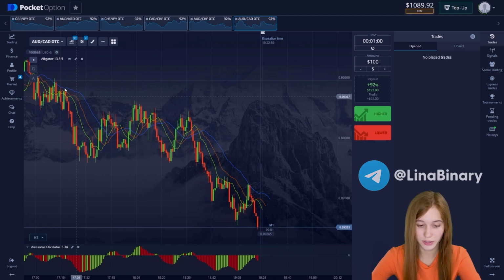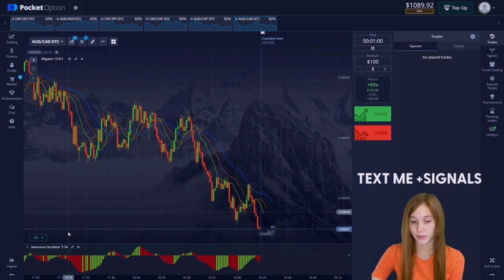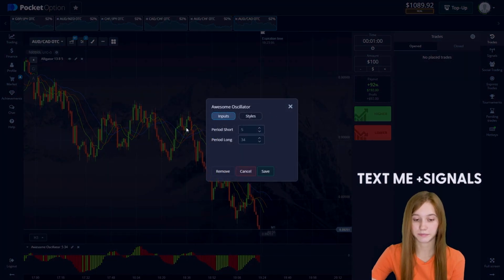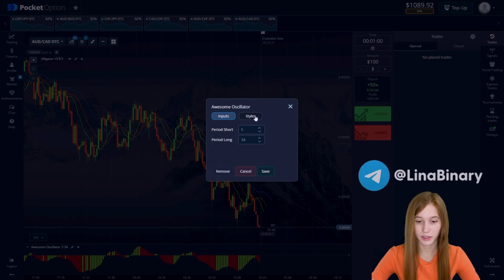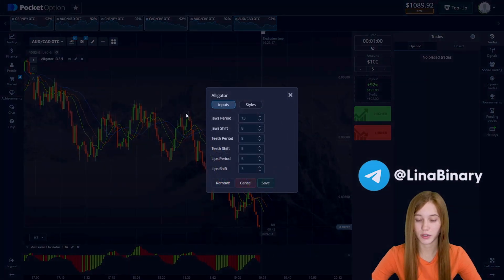I'll show you the settings. You can copy it and use it in your trading. And Alligator. You can also copy it and use it.